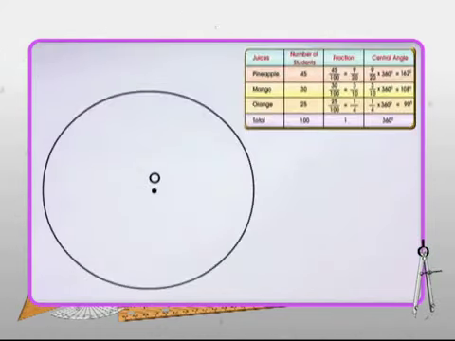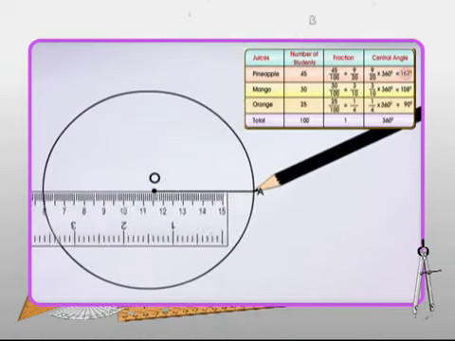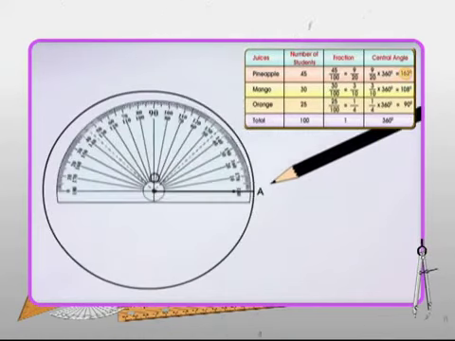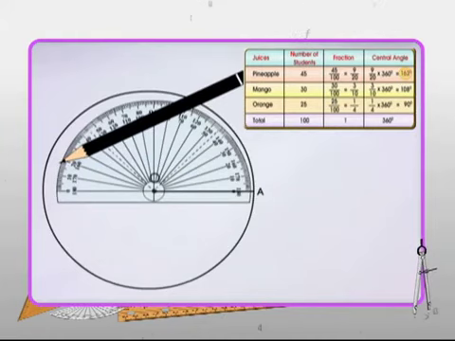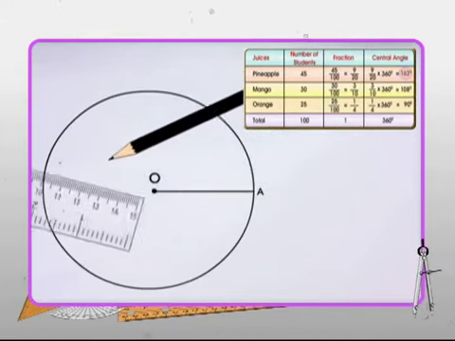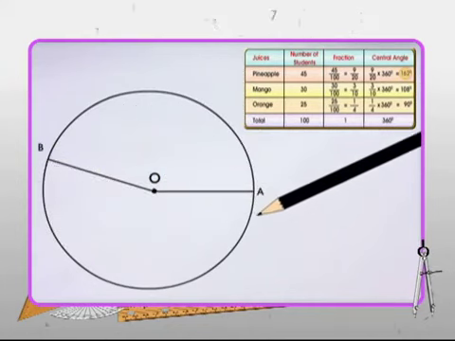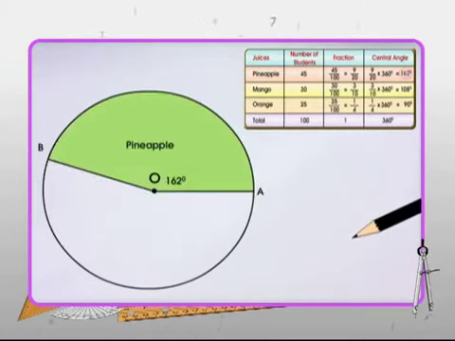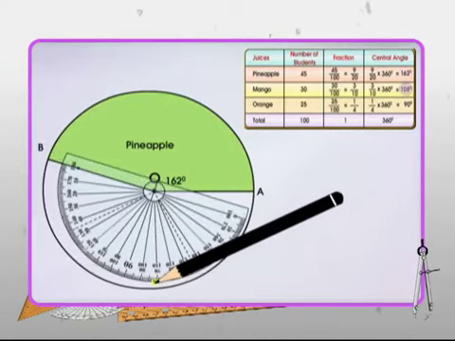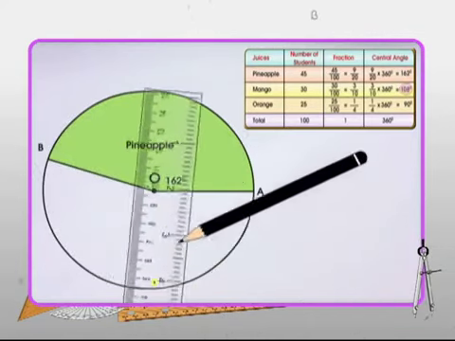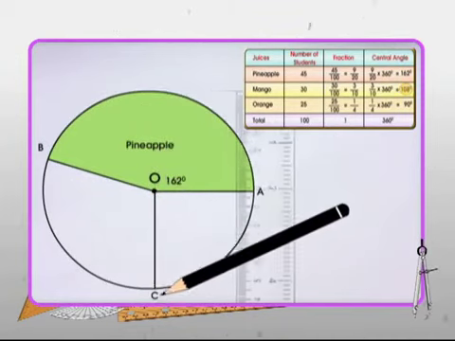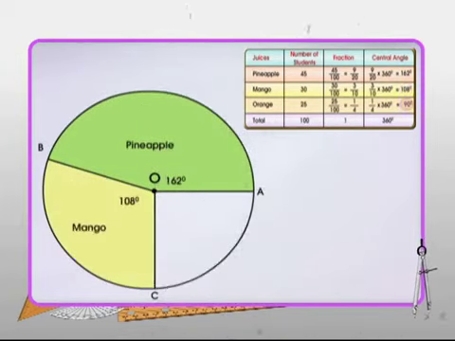Now, see, the central angle for pineapple is 162 degrees. By using a protractor, draw an angle AOB equal to 162 degrees. Now, draw the sector for mango, and the remaining part of the circle will be for orange. So, there you get your pie chart.